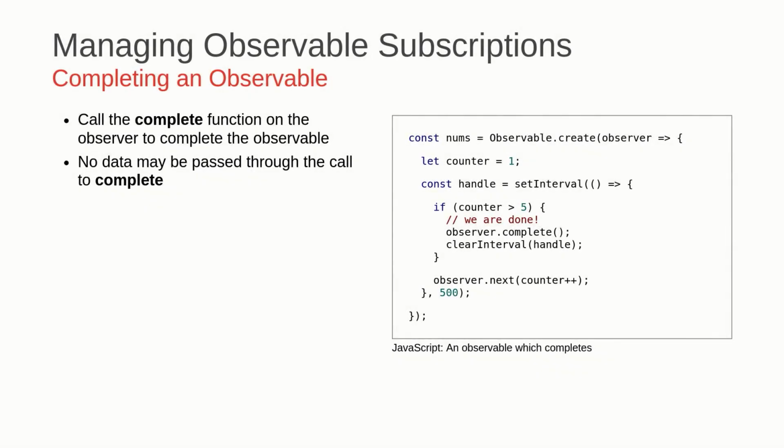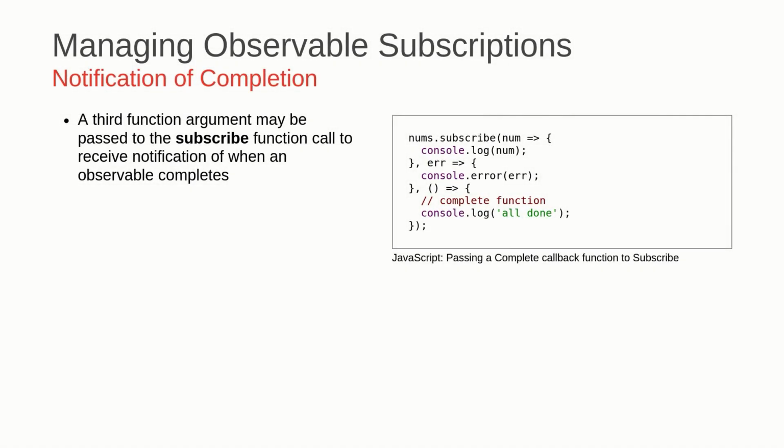Now, to actually complete the observable, you can call the complete function on the observer. So when you say observer.complete, that will complete the observable. You cannot pass any data; no data is passed through this complete call. The third argument that you pass into subscribe will be your complete function. So if you want to run some logic once the observable has completed, as part of your application, you can. You don't have to. It'll be automatically unsubscribed as part of that complete process. But if you want to run some code once it's all done, you're more than welcome to by passing the third function into subscribe.